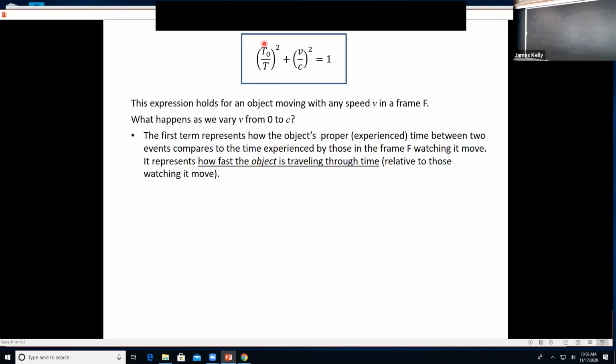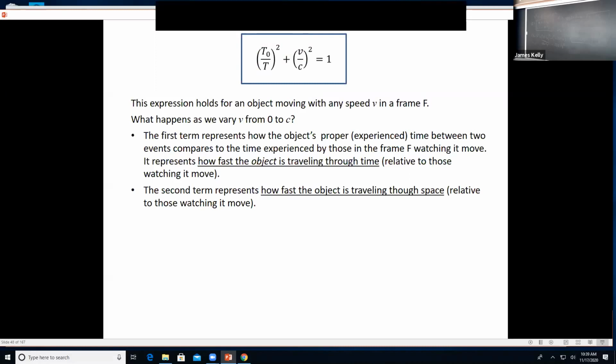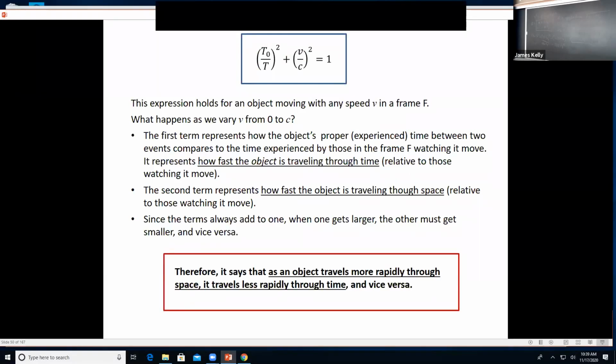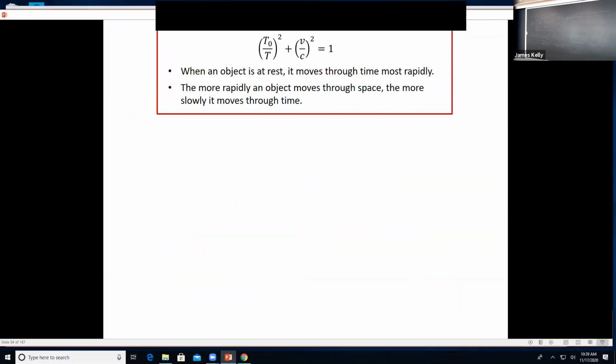And so, again, I'm saying the same thing over and over again, but it's easy to overlook what's going on in this equation. The first term represents how fast the object is traveling through time as seen by me. When I see something's clocks ticking really slowly, I would say, hey, it's hardly moving through time at all, relative to how fast I'm moving through time. It's moving through time slowly. And of course, the second term is how fast it's traveling through space. Since they add to 1, when one is bigger, the other one's got to be smaller, okay? I'm trying to motivate that way of interpreting it.